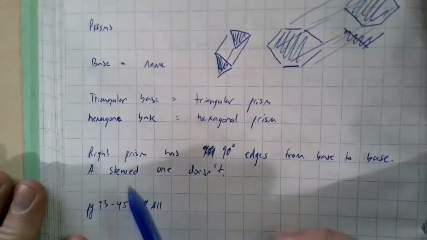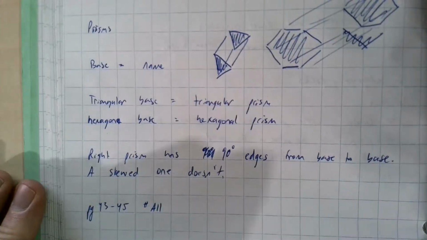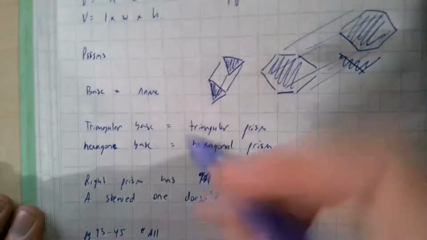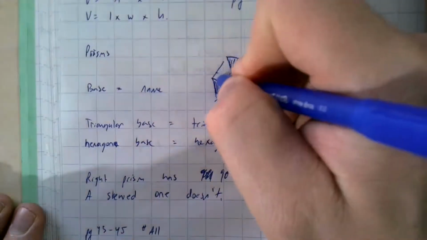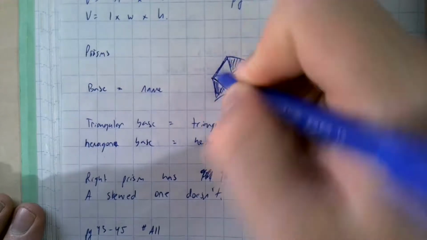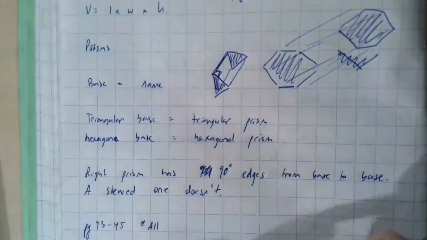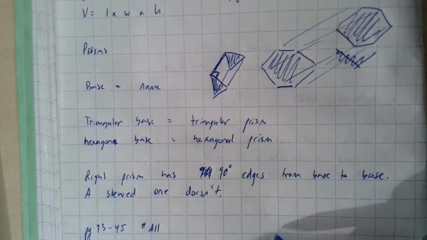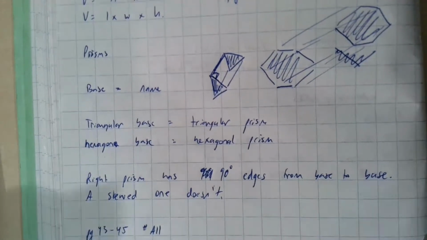Right prisms. So the other thing I'm going to mention is right prisms versus skewed prisms. A right prism is when you have this line right here from the base to the vertical line for the prism is a 90-degree angle. If you do not have that, you'd have a skewed one, so it's maybe on an angle or something.